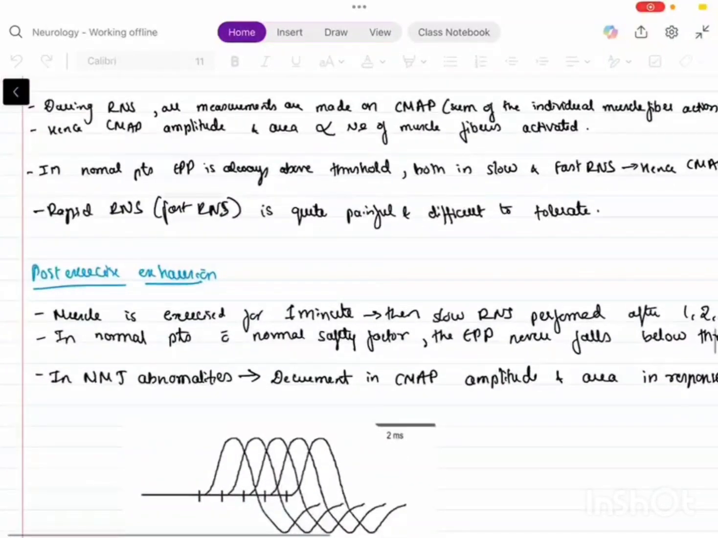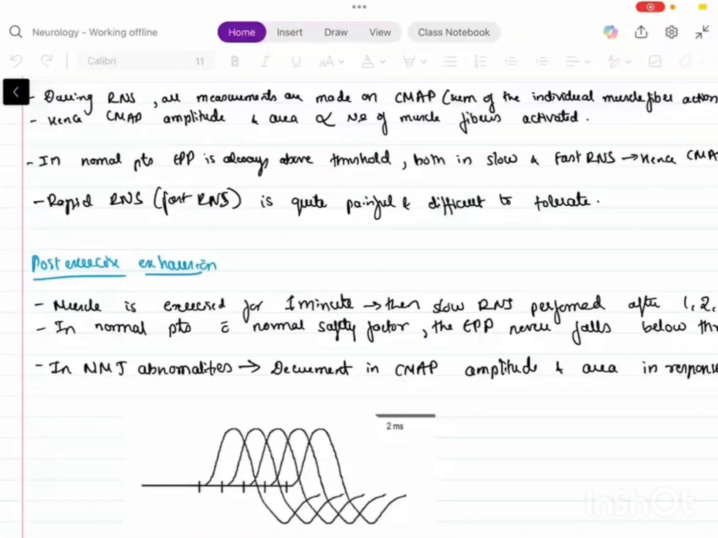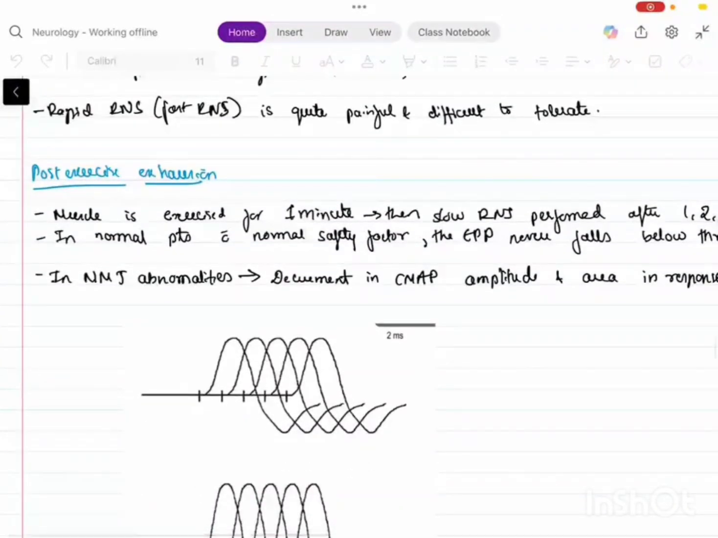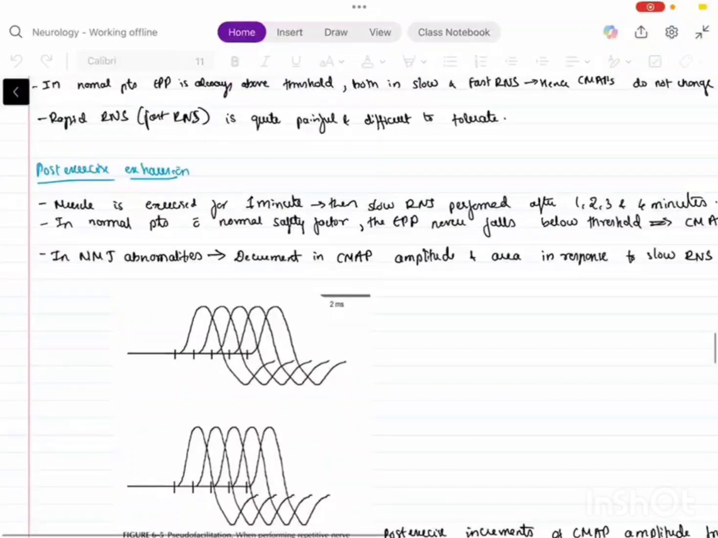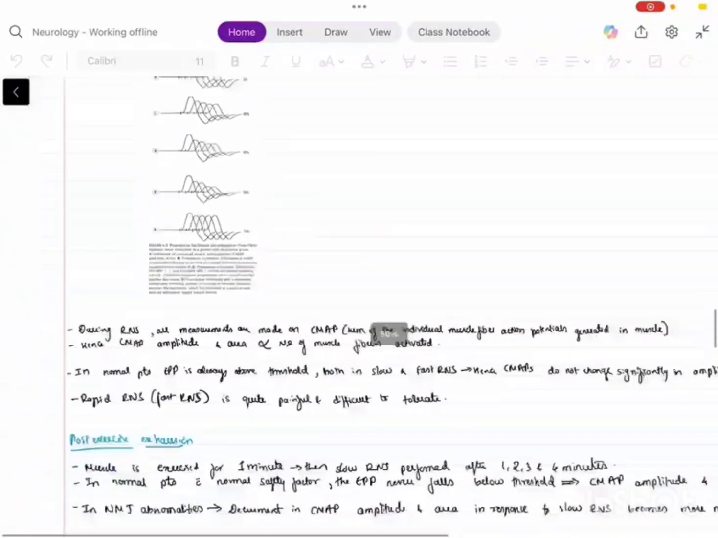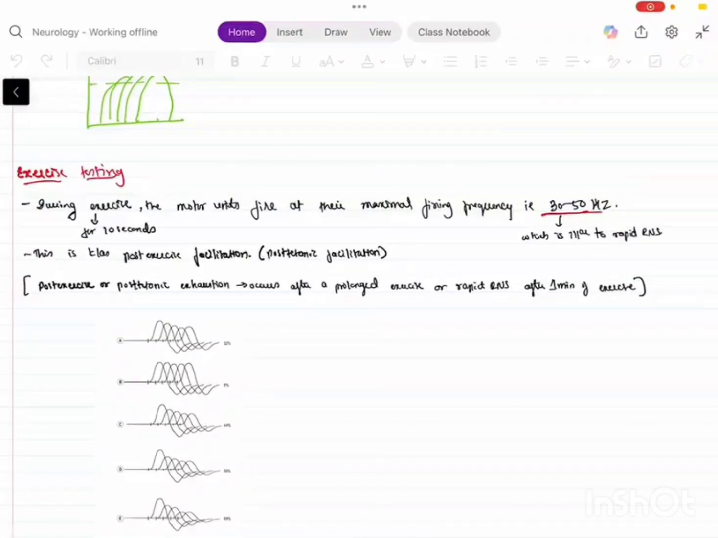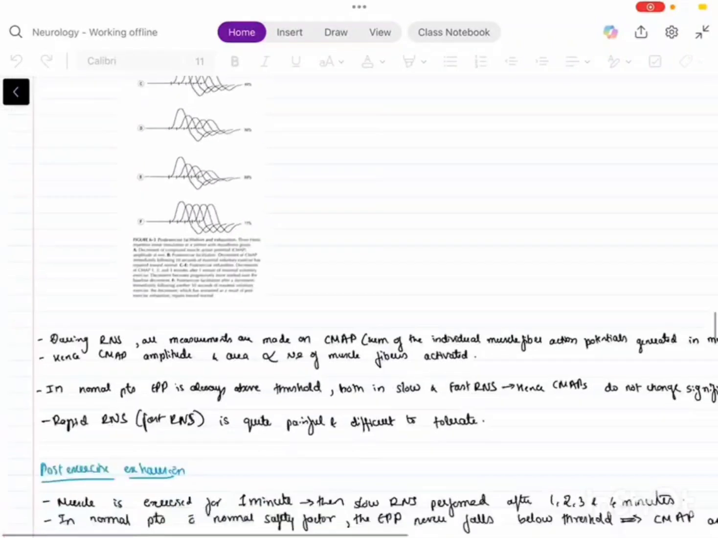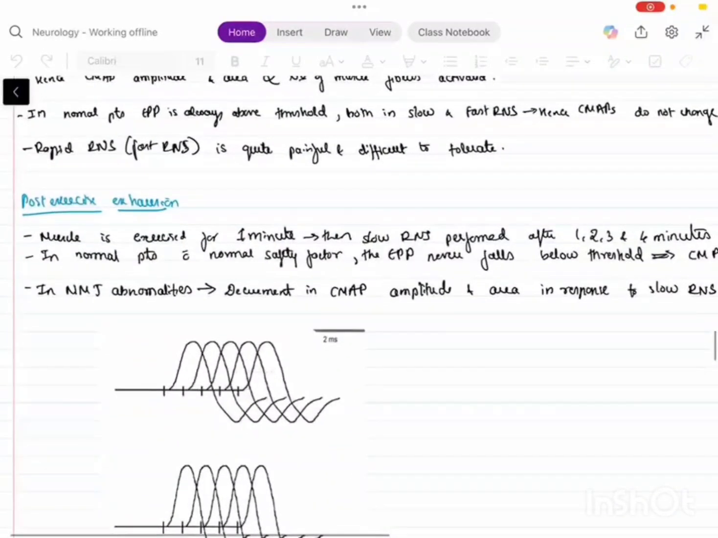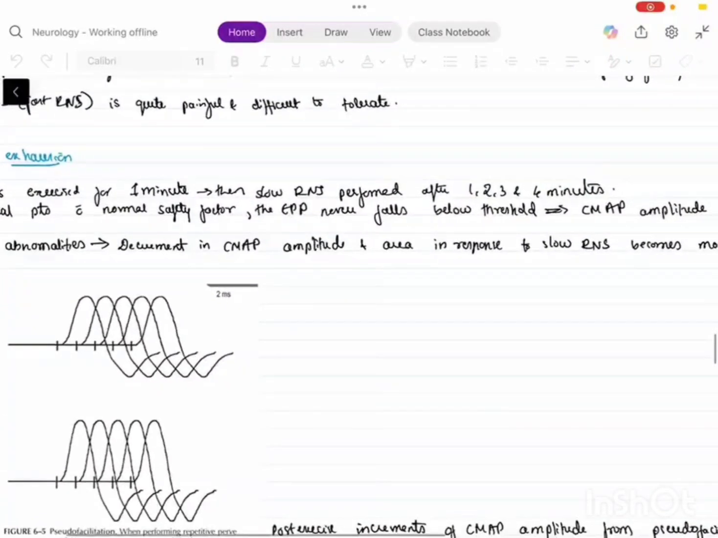Rapid RNS is quite painful and difficult to tolerate. Hence, usually rapid RNS is not done. Post-exercise exhaustion, that is muscle is exercised for 1 minute. This is post-exercise exhaustion after 1 minute, but in the exercise testing, this post-exercise facilitation occurs after 10 seconds. Initially for 10 seconds we can do fast exercise, that is like a fast RNS. And for the post-exercise exhaustion, exercise for 1 minute. This is known as slow RNS performed after 1, 2, 3 and 4 minutes.